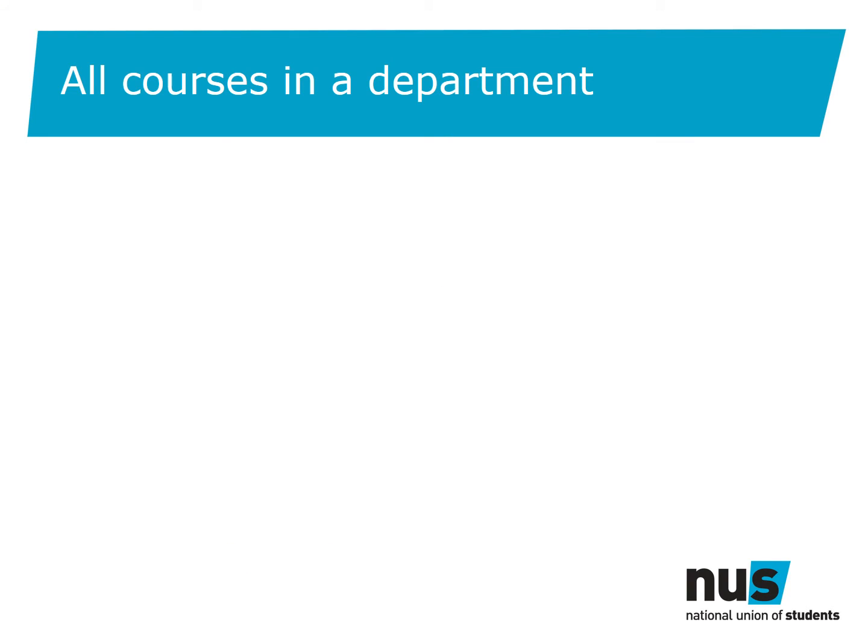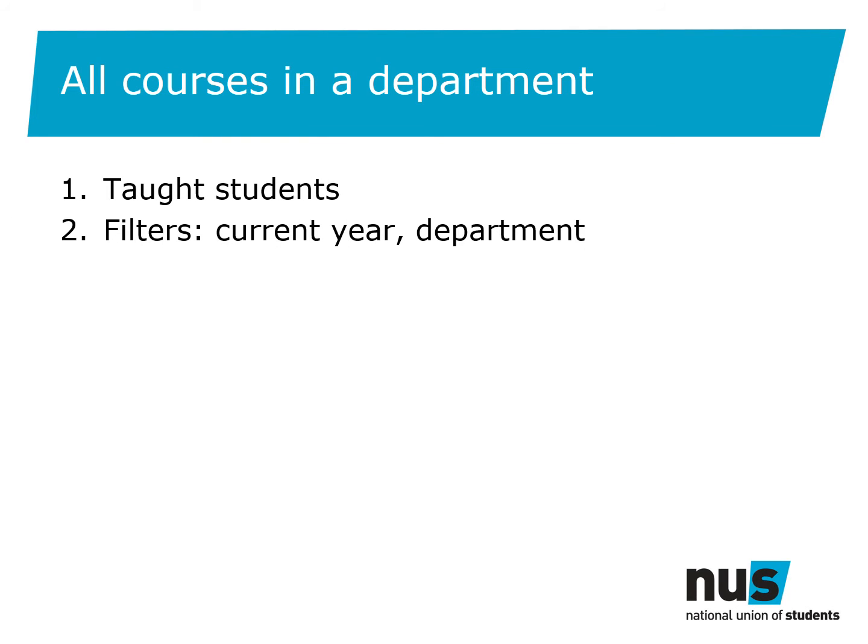So to run a report showing all courses in a given department, here's what I need at each stage. Firstly, select taught students. Secondly, apply filters. We only want this year's data, so we leave this selected. If you wanted, you could add in last year's data to compare the two, but don't forget to add this as a row label or your data will be aggregated together. We only want to see one department, so select the department you're interested in.